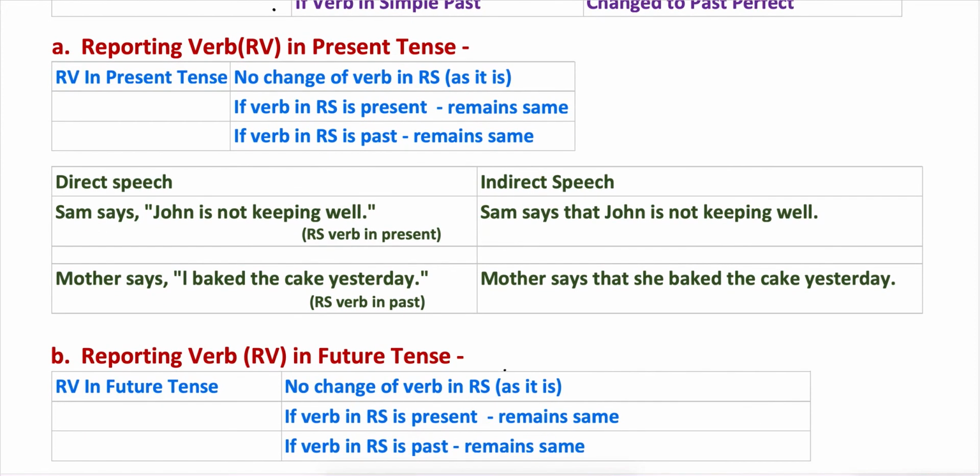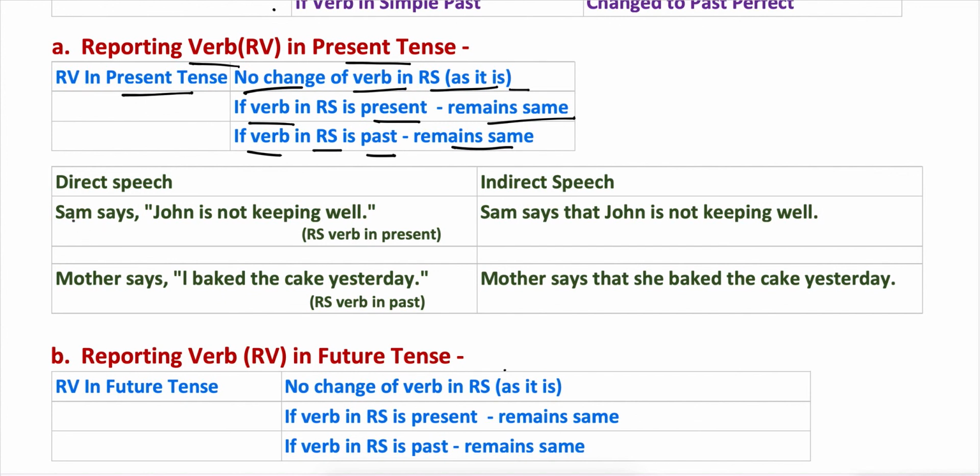Let's take the example of the present tense. If the reporting verb is in present tense, then no change of verb in reported speech. It will remain as it is. If the reported speech verb is in present tense, it will remain in present tense. If the verb of the reported speech is in past, then it will remain in past.